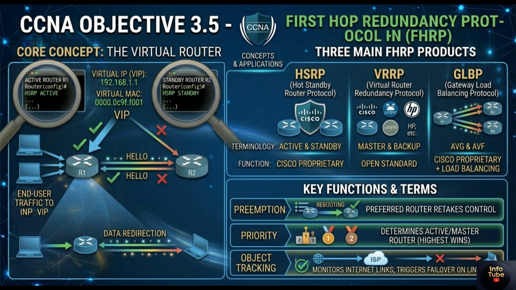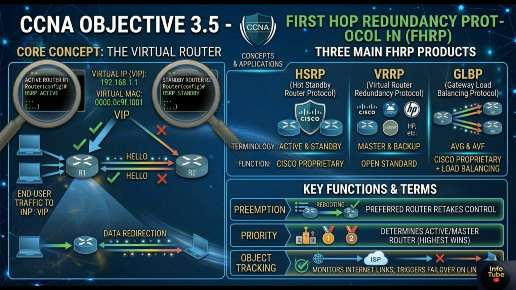First Hop Redundancy protocols, FHRP, are the solution to this single point of failure. They allow multiple physical routers to act as one single virtual router. The core concept, the virtual router. Instead of pointing your computers to the physical IP of router A or router B, you point them to a virtual IP, VIP, and a virtual MAC address.